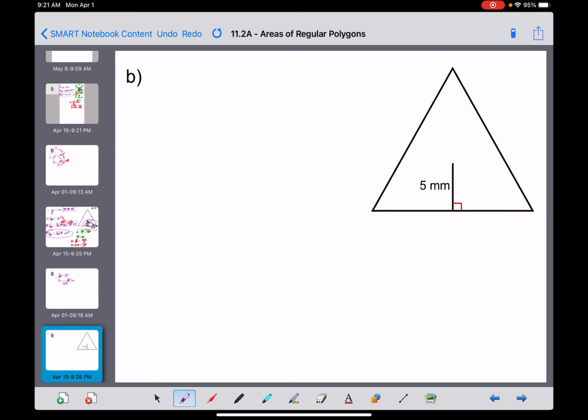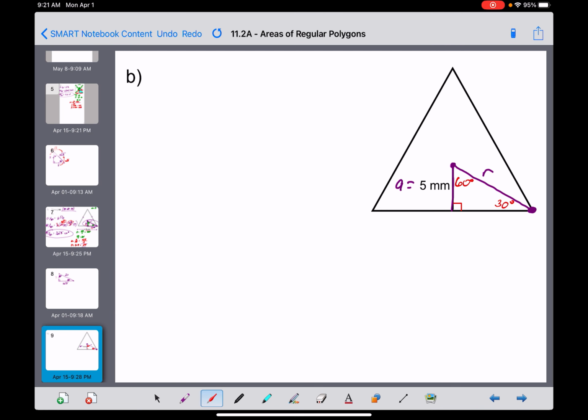So here's another equilateral triangle, or a regular triangle. And in this case, it's the apothem that's been given to us right here of 5 millimeters. So the apothem was already drawn, but I am going to draw in the radius that goes right next to that. There you go, and that's R. And just like in the last problem, this is once again going to be a 30, 60, 90 triangle.